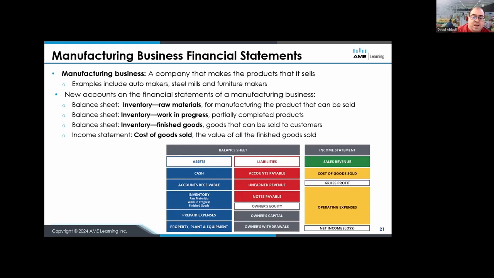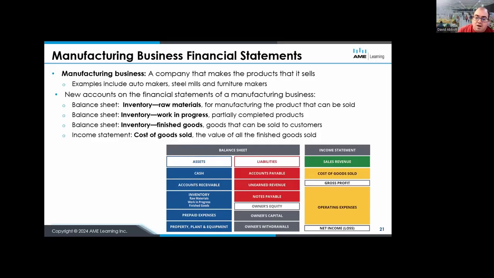Some accounts specific to a manufacturing company on the balance sheet: we would have an inventory for the raw materials. That is for the manufacturing of products that are sold. For example, I bought myself a new desk to set my computer up on, and it's still in the box because I have to put it together. Raw materials might be the wood that's used, the metal, the steel parts, and so on and so forth. Those would be the raw materials.